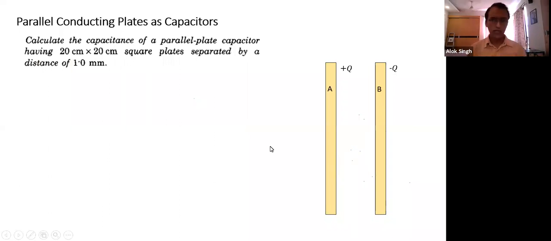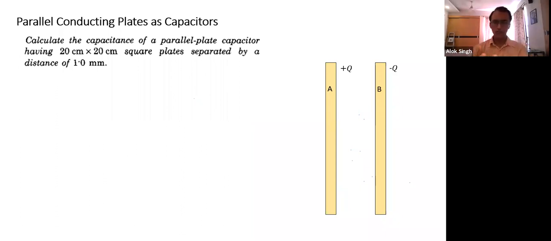Let's understand in terms of calculation, a very simple calculation. Calculate the capacitance of a parallel plate capacitor. We take something of practical size. What is the dimension it has? 20 centimeter by 20 centimeter, a normal kind of plate. And they're separated by 1 millimeter. 1 millimeter is not too small. Actually, these days micrometer is also possible.